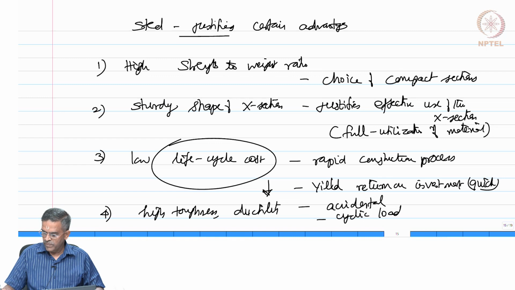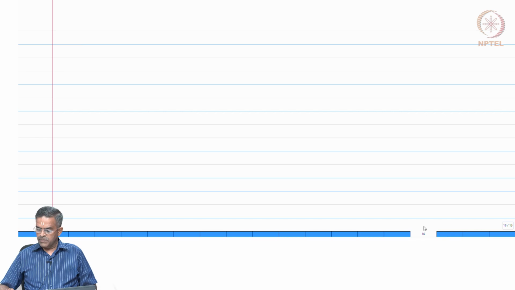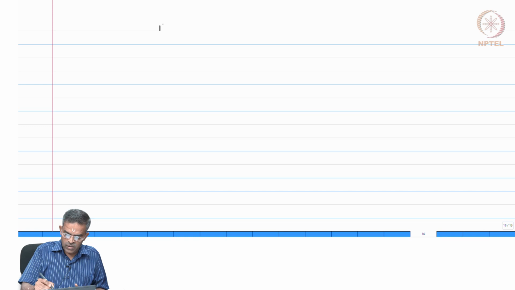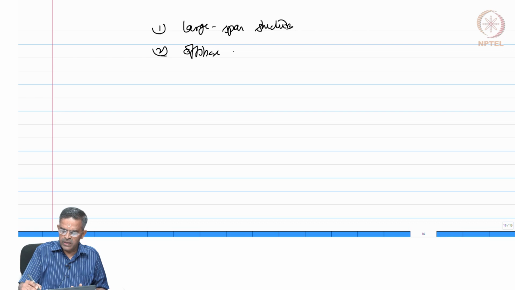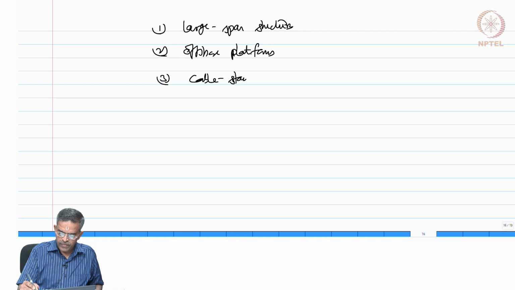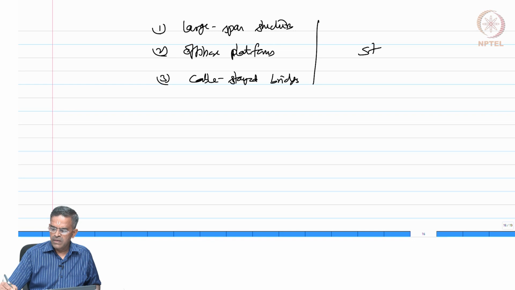Steel structural components become non-replaceable for certain applications. So, large span structures, offshore structures which are used for oil and gas exploration, cable-stayed bridges, where you cannot think of any alternate material except steel.